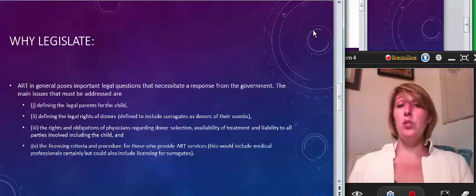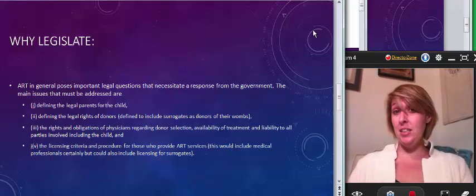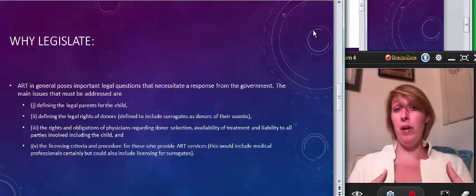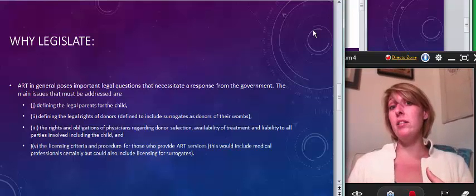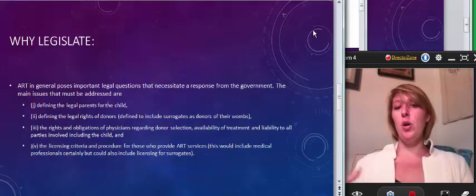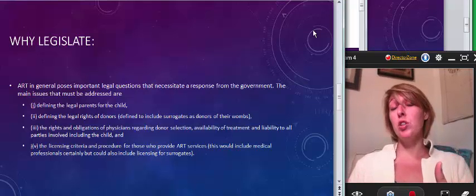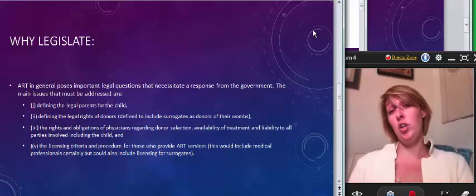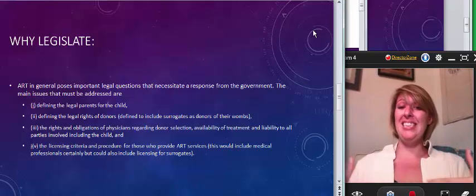Does it belong to whomever gestates the child? Does it belong to whomever owns the rights to the genetic material? And is that the persons who paid for those genetic materials? Or is that the persons who produced those genetic materials? Those are important questions. So rights of donors versus rights of purchasers versus rights of surrogates versus rights of intended parents.